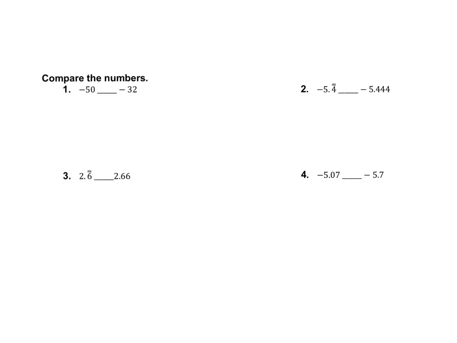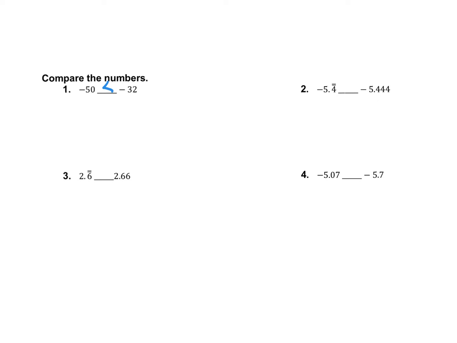All right, so compare the numbers. We have -50 and -32. So we know that -50 is more negative than -32. So that is going to be less than -32. All right, now let's go ahead and compare number 2. We have -5.4 repeating and then -5.444. So remember, on the negative side, the more negative you are, the less the value you have.